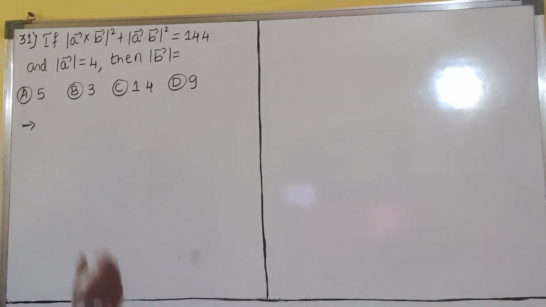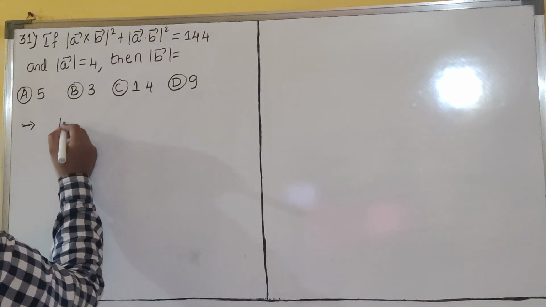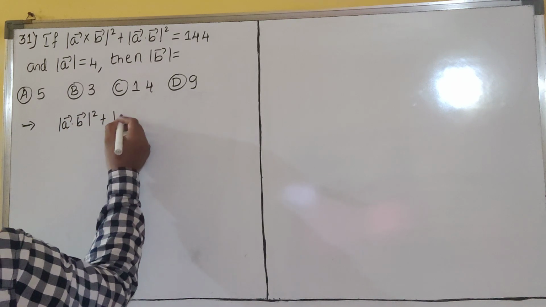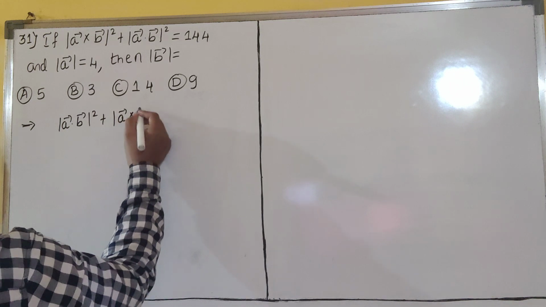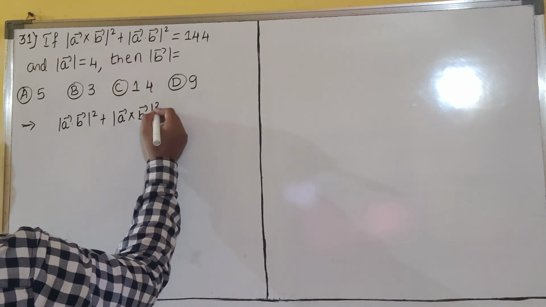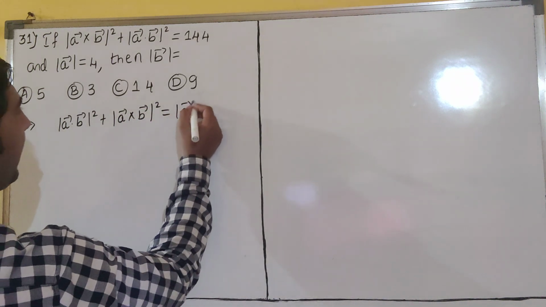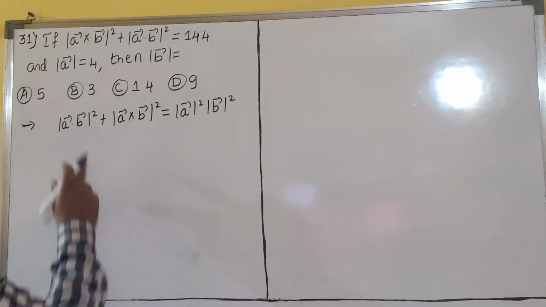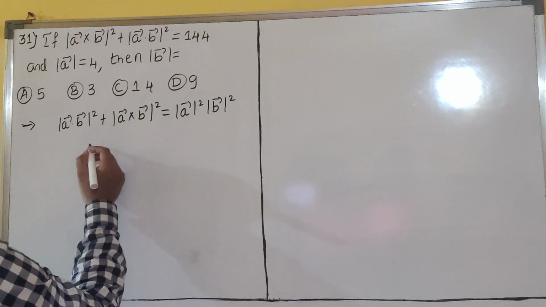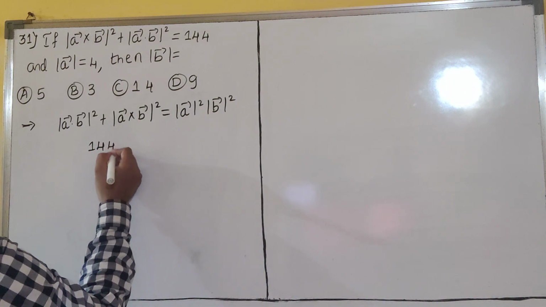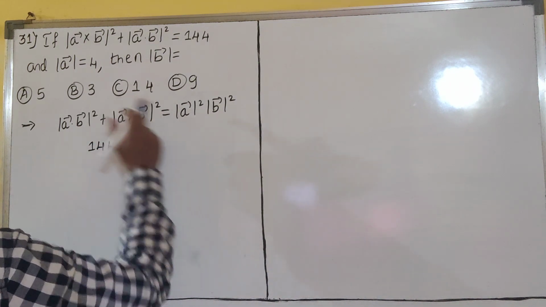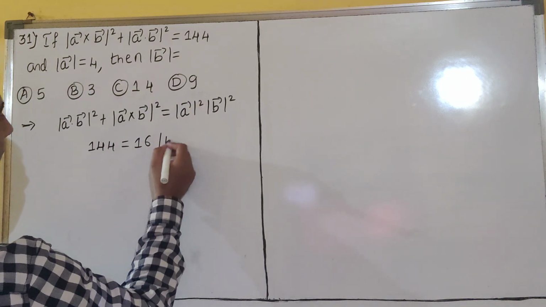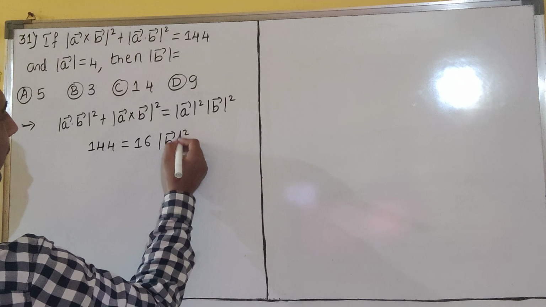So see here. Now same only, you have to use the formula. A dot B whole square plus magnitude of vector A cross vector B whole square is equal to magnitude A square into magnitude B square, dear students. And this value is given already, that is 144, and magnitude A is given how much? 4. Square means 16, dear students, and I have to find magnitude of vector B.